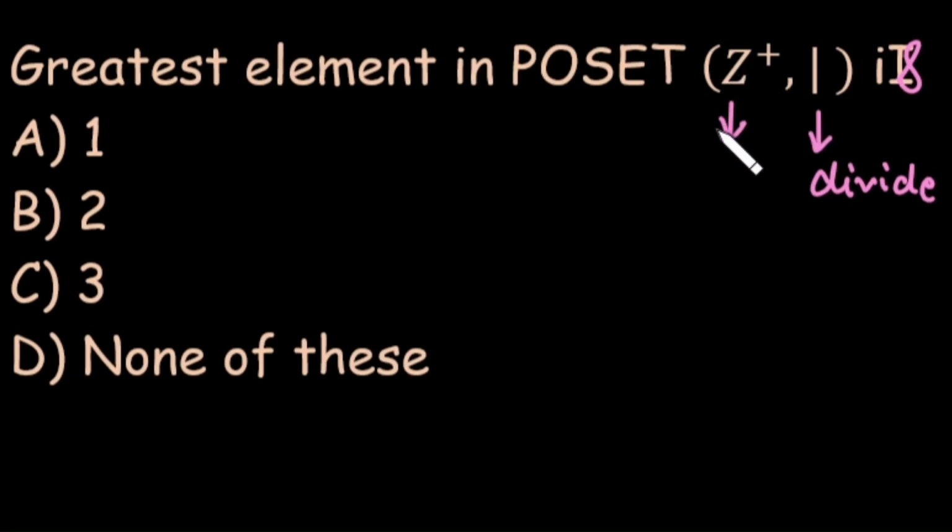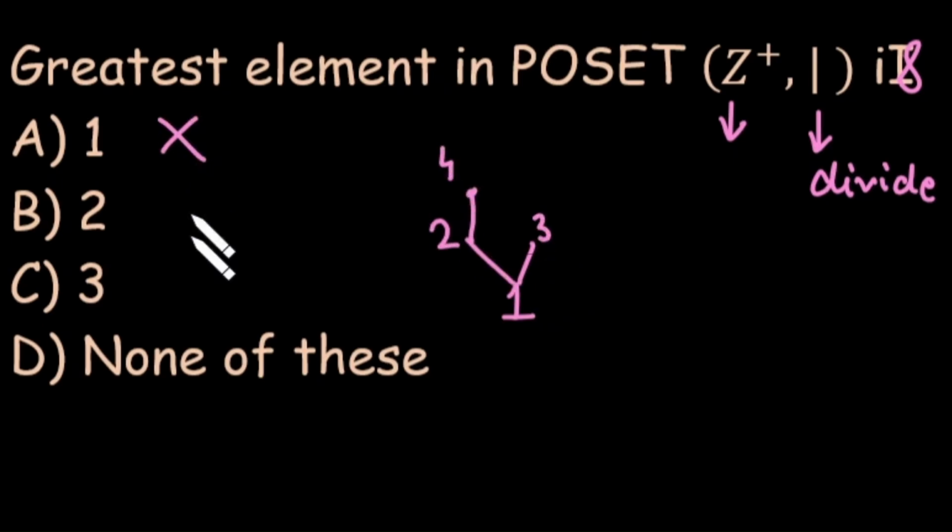If you construct its Hasse diagram, starting with the first element, that is 1, 1 divides every integer, then we have 2, then 3, 4. So 1 is not correct, 2 is not correct, 3 is not correct, because for 2 there exists an element that is greater than 2, that is 4, and for 3 we have a greater element 6. There are many more elements above these, so D is the correct option.